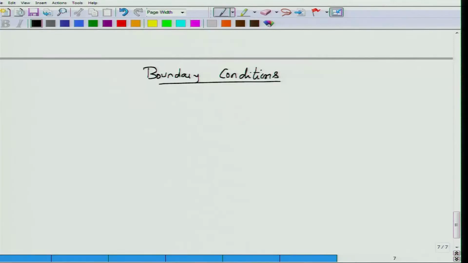We will use that approximation, and we will look at what is the fields inside and outside of the materials, okay, assuming this abrupt boundary condition. Sometimes these are called jump boundary conditions, you are jumping from one value to another value, okay.